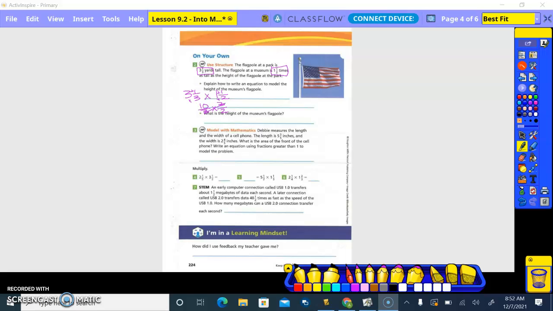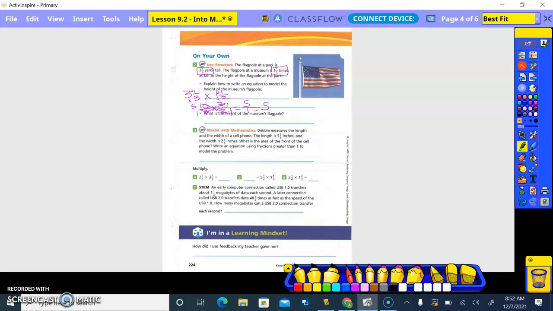Yes, so 3 can go into 3 one time, right? 2 can go into 10. So 2 goes into 2 one time. 2 goes into 10 5 times. So our answer is 5/1, which equals 5.